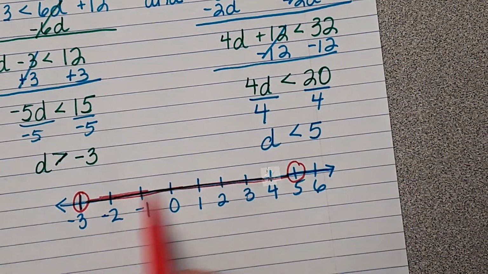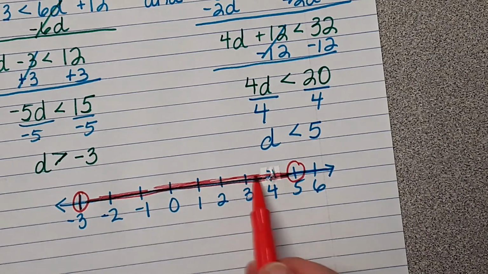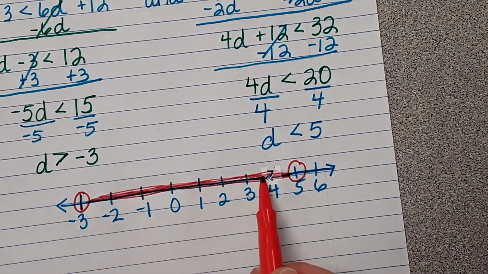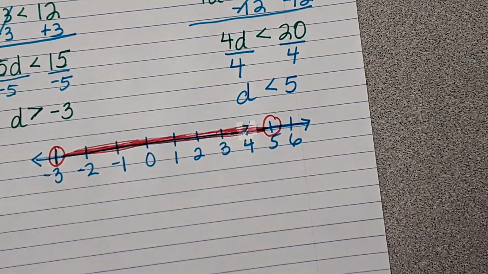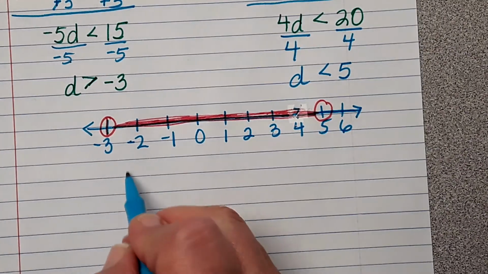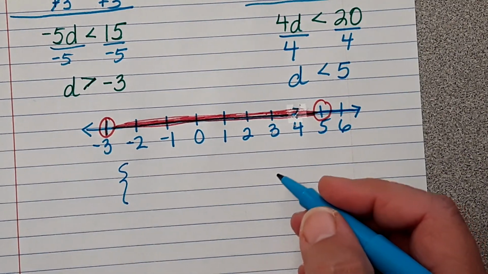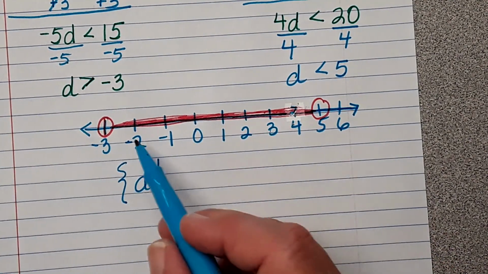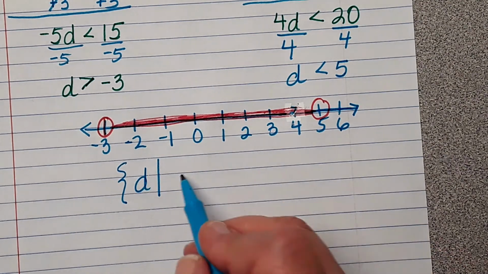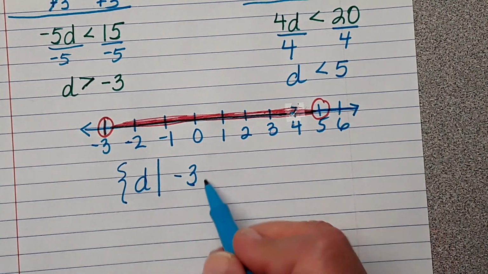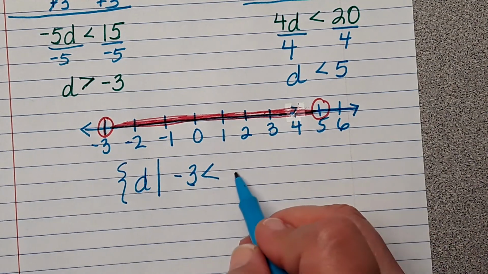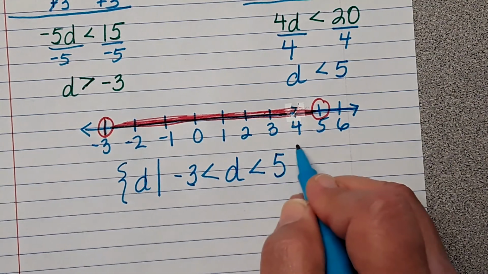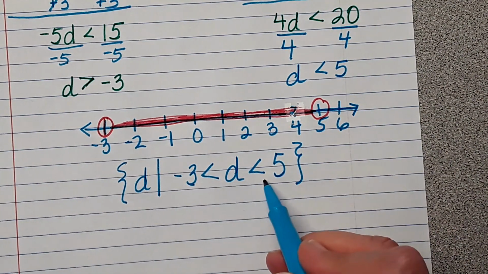So, now let's write it out. What's my variable? D. So I shaded in between. So what number am I going to start with? -3. D. And then what am I going to end with? 5. D. And remember, there's no equal sign, so we're there.